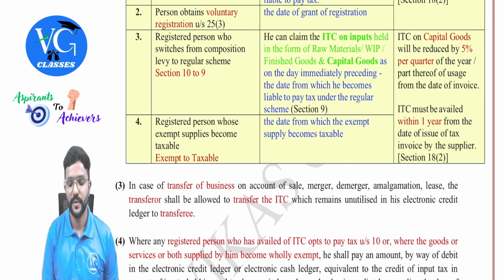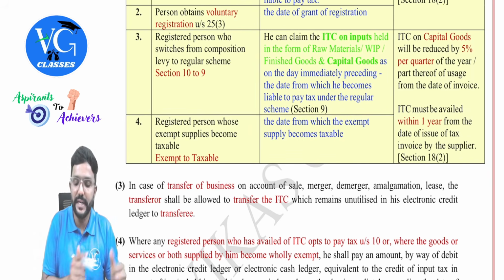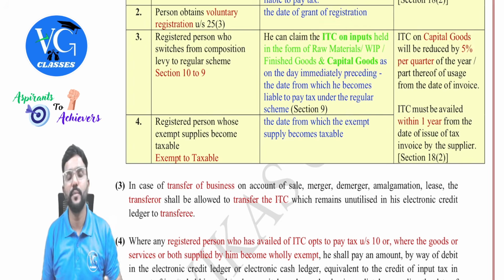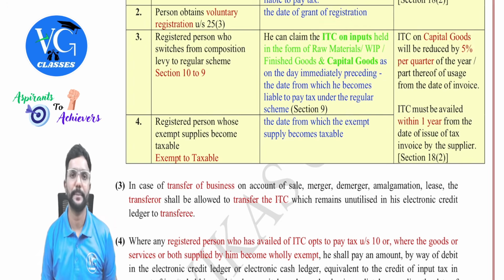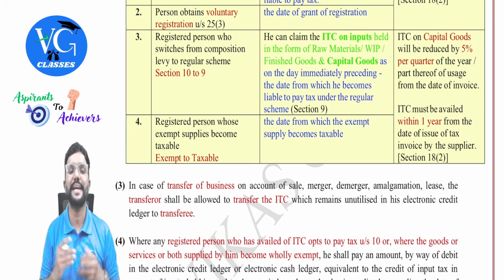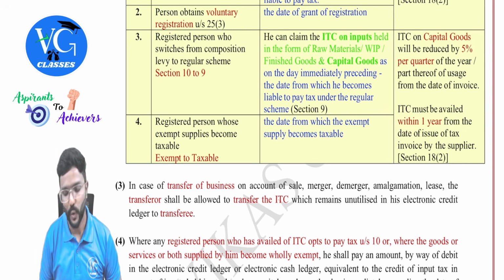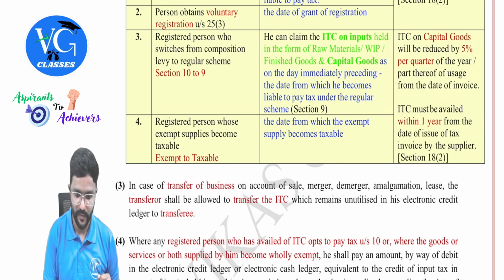That is in this case. Whereas in this case, the date from which the exempt supply becomes taxable, the preceding day, whatever stock of raw material, WIP, finished goods, as well as capital goods he has, on that he can claim credit. But even in this case, he has to claim the credit within 1 year from the date of invoice, guys. Okay, and there is one more point with respect to capital goods. I will explain it.